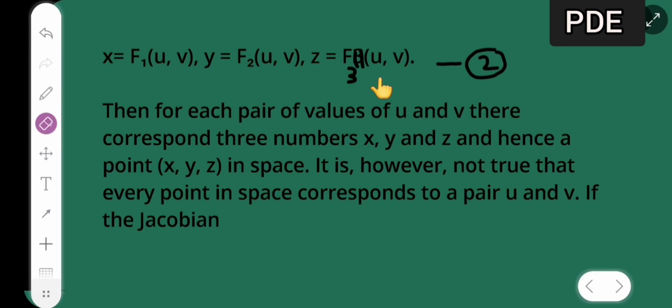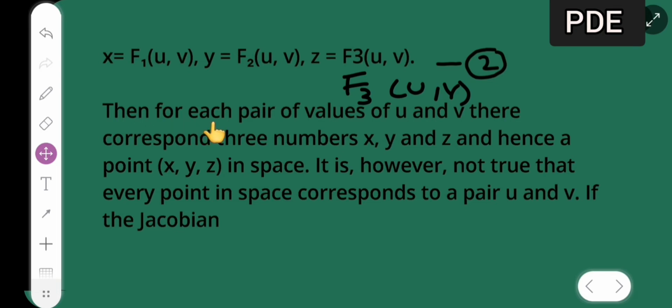It is basically like this. Write this in proper way. Now x is equal to f1 of u comma v, y is equal to f2 of u comma v, and z is equal to f3 of u comma v. Write it properly and take this as equation 2, for your better understanding, when I am explaining you all.